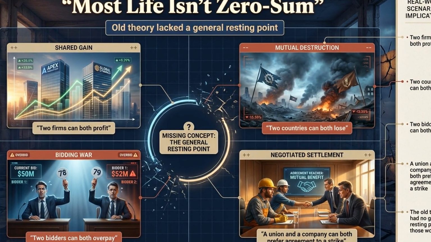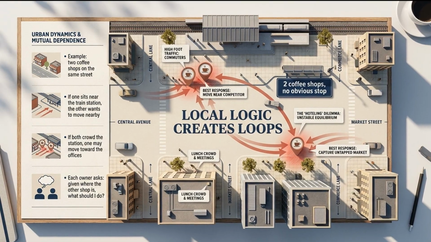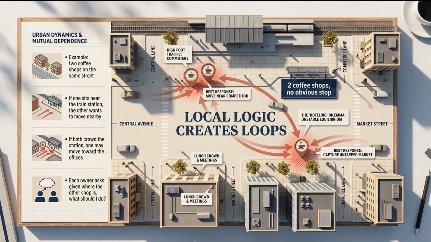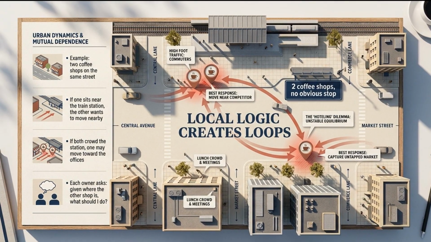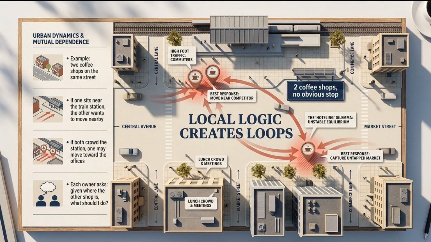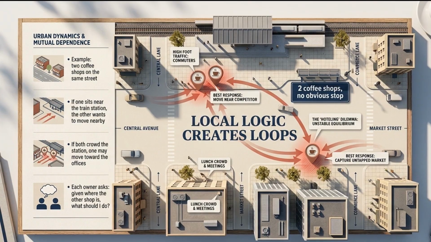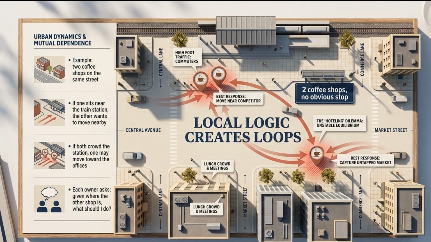Take a simple business case. Two coffee shops face the same street. If one shop sits near the train station, the other wants to move nearby. If both crowd the station, one may want to move toward the offices. If one moves toward the offices, the other rethinks again. Each owner asks a local question. Given where the other shop is, what should I do? That local question can create a loop.